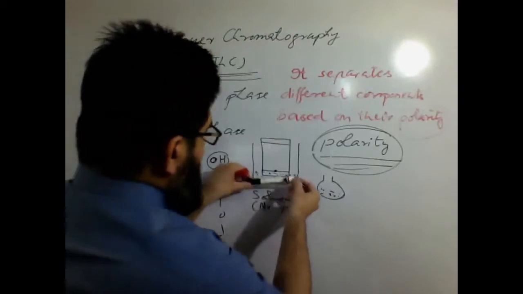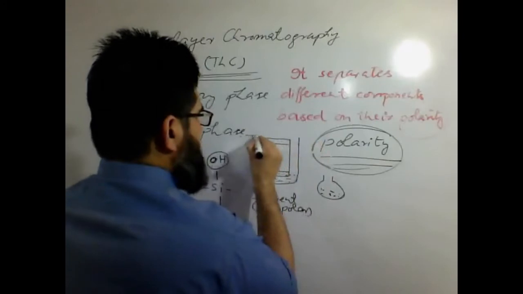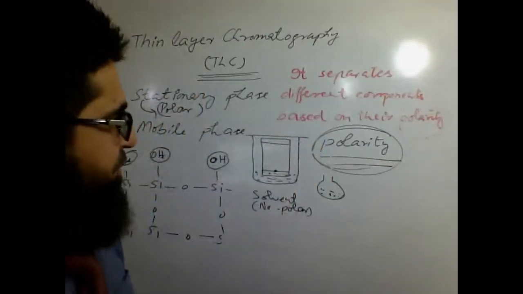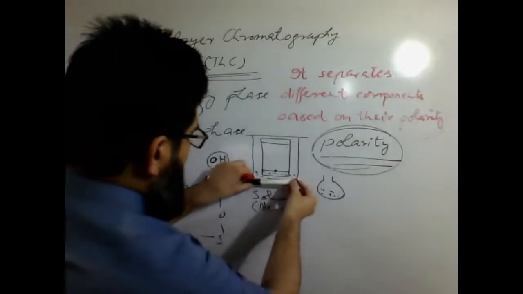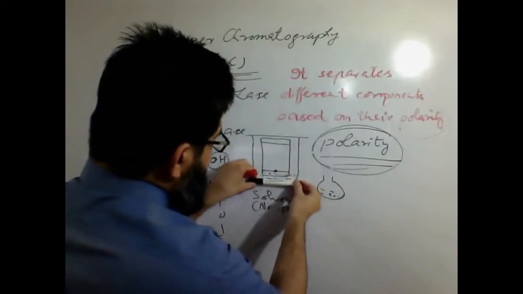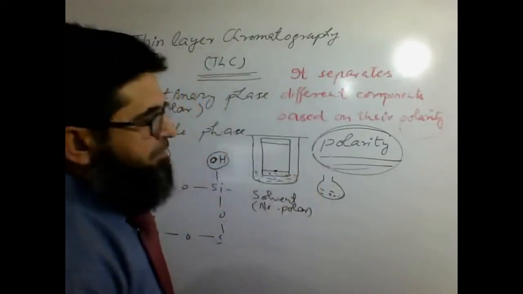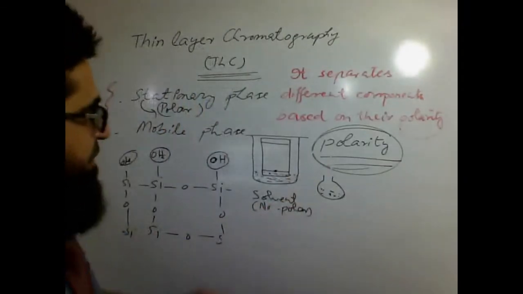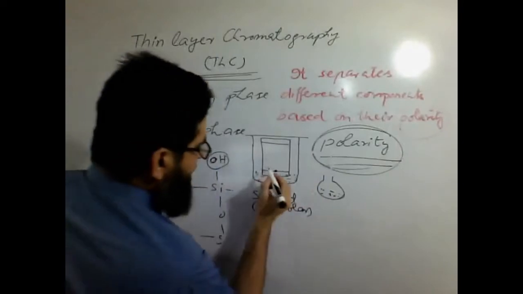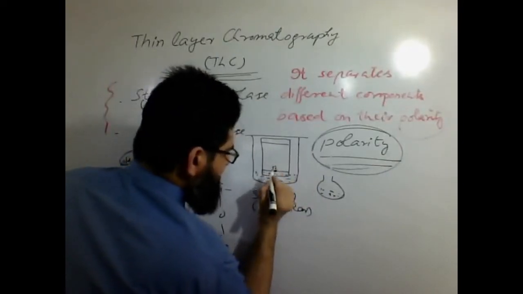After a while, when we have put this one down, we need to cover the beaker from the upper side, so there should be no air interaction, no involvement of the air. Then the solvent which is in the beaker will start moving on the surface of the plate. This will pass through the silica. This molecule will start moving upward.